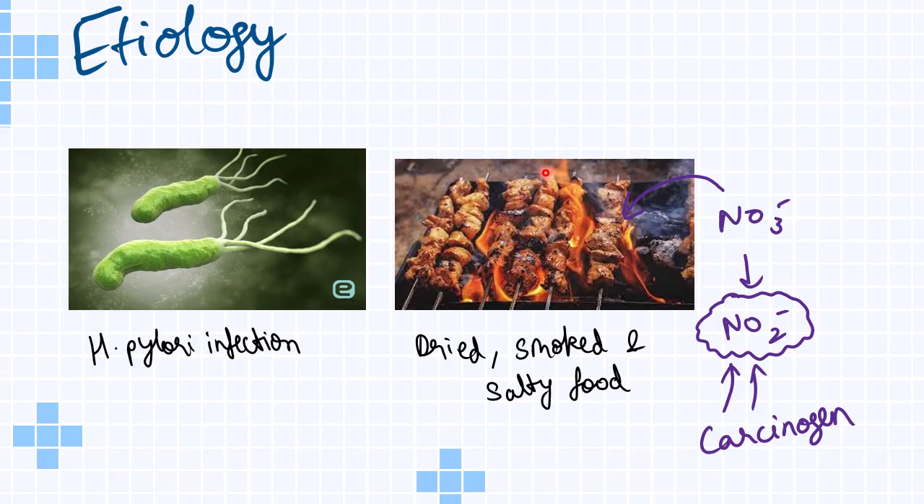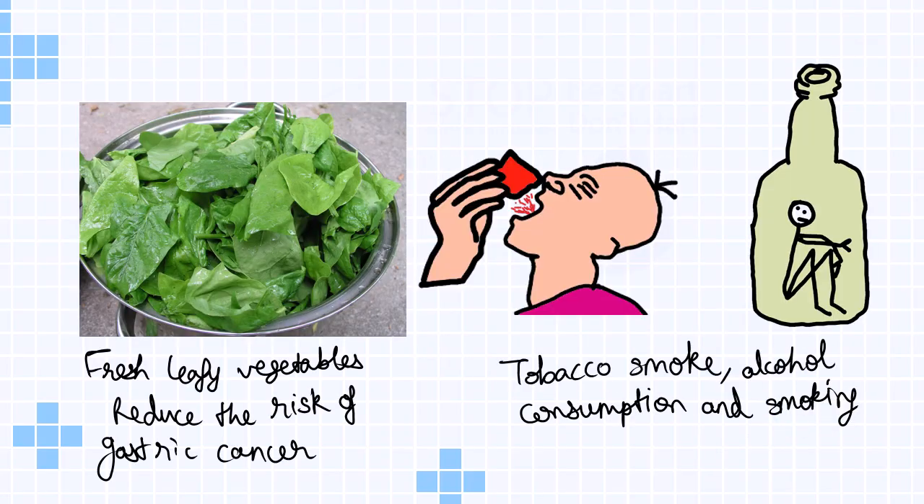Next is eating tasty, dried, smoky, and salty food. But why does eating tasty, dried, smoky, and salty food cause cancer? Because in tasty, dried, smoky, and salty food, we have something called nitrates, which convert into a harmful carcinogen called nitrites. On the opposite side, eating healthy, fresh leafy vegetables reduces the risk of gastric carcinoma.